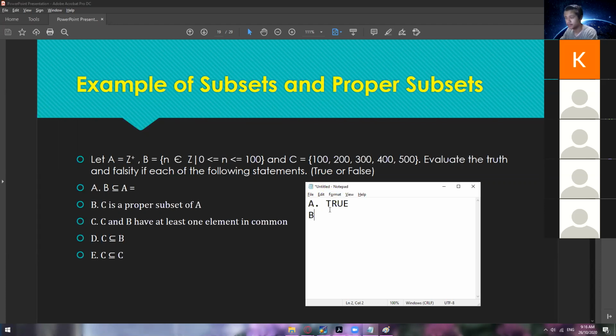Okay, how about letter B? C is a proper subset of A. True, sir. Okay, so this one is also true. Kasi nga, mahahanap po rin naman yung 100 sa A, 200 sa A, and so on and so forth. Okay, how about letter C?